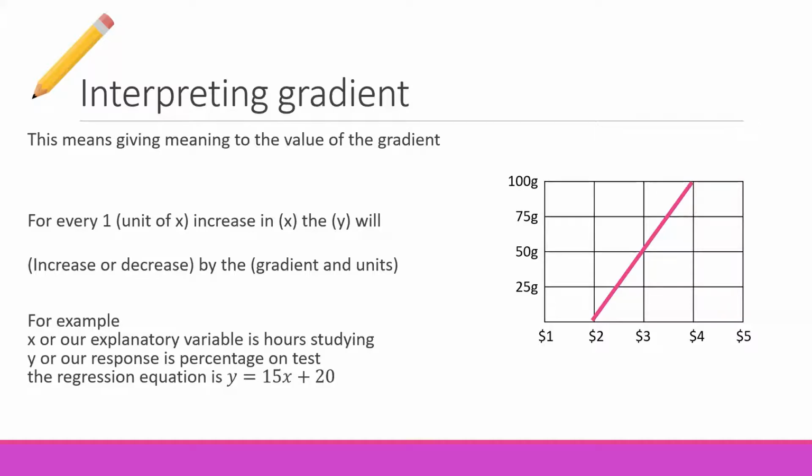Rather than just saying, okay, this is the gradient, m equals whatever, we want to give meaning to it. How I do it is I use this sentence here, and this is the sentence that I strongly suggest you use. For every 1 unit increase in x, the y will increase or decrease by the gradient, in units. And you might be looking at it like, what the hell is that?